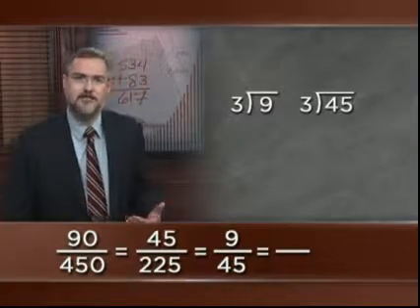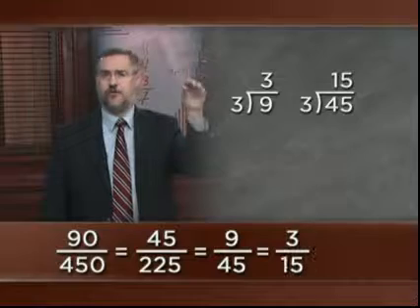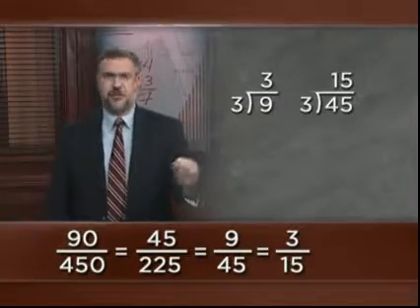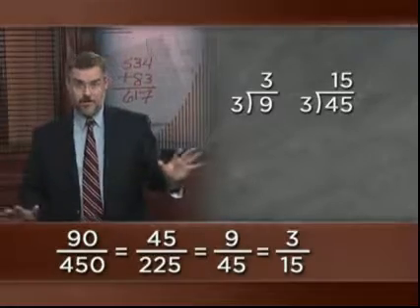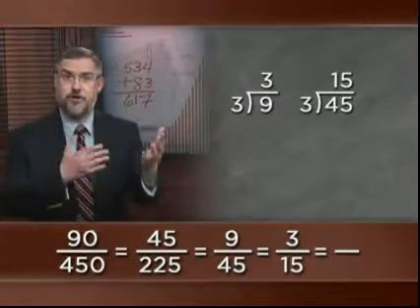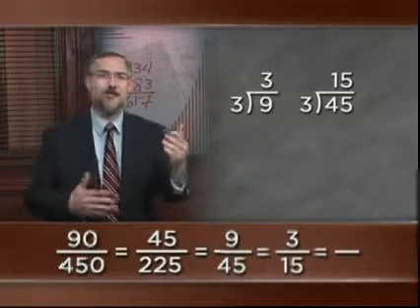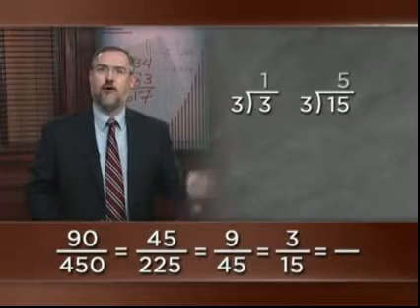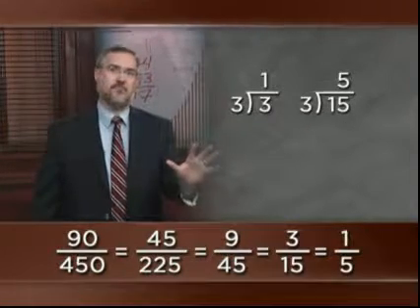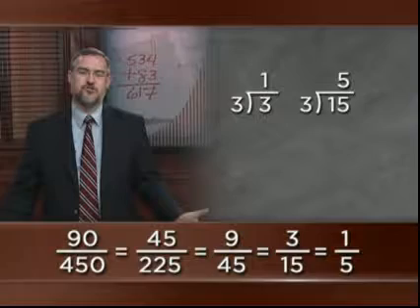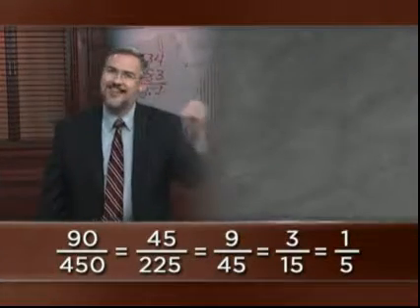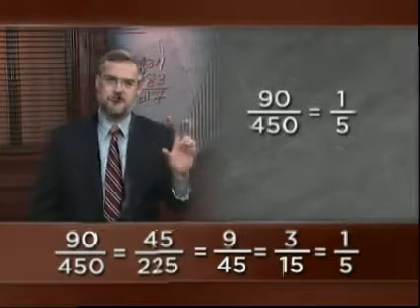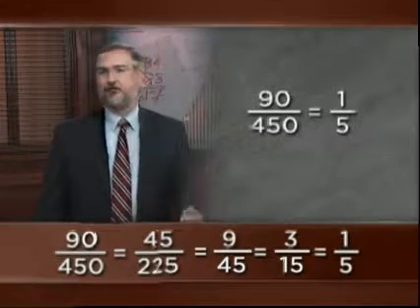When I do that, it leaves me with 3 on top, because 3 times 3 is 9, and it leaves me a 15 on the bottom, because 15 times 3 is 45. And wait a minute, there's still a 3 in both the 3 and the 15 in the numerator and denominator. I have to do the process again. When I divide those 3's out, I will have 1 on top and 5 on the bottom. And there's nothing more I can do to reduce that fraction. So that means that 90 over 450 is actually equivalent just to the small fraction 1 over 5.